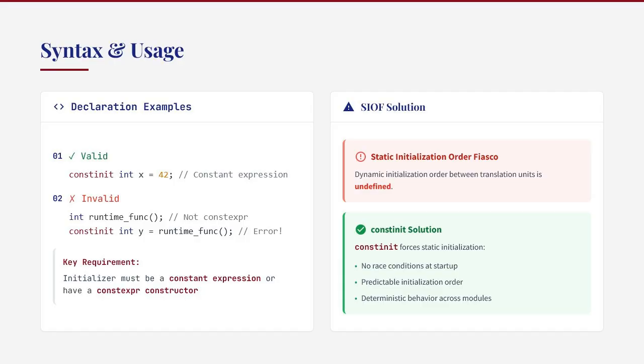On the right, we see how constinit solves the static initialization order fiasco. The fiasco occurs when the initialization of one static variable depends on another static variable in a different translation unit, and the order of initialization is undefined. By ensuring compile time initialization, constinit eliminates this problem because the values are embedded in the program binary.